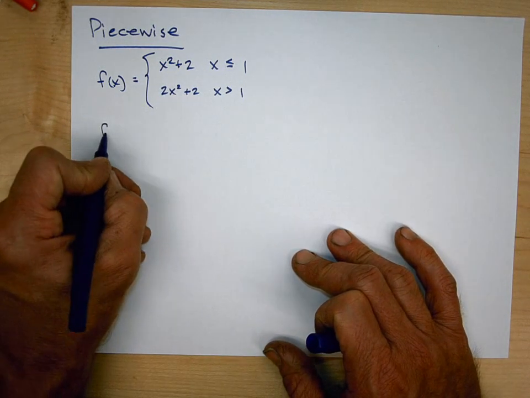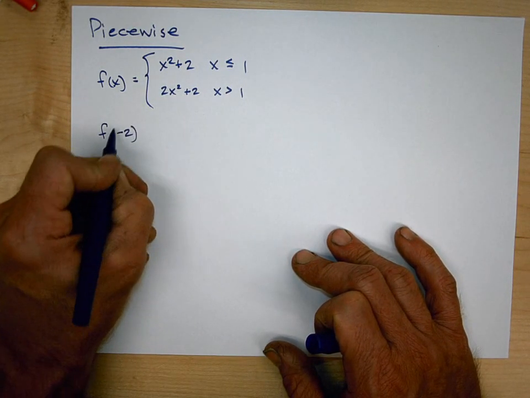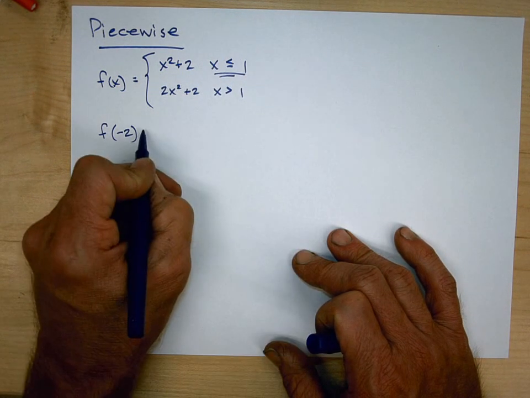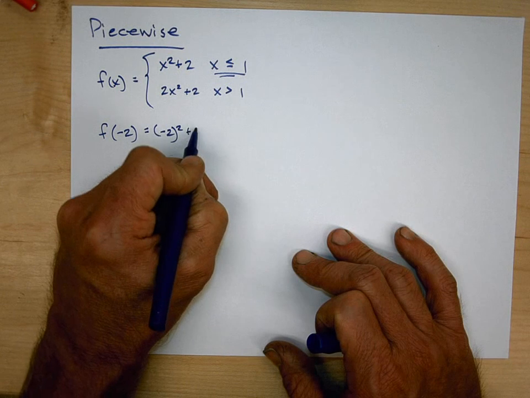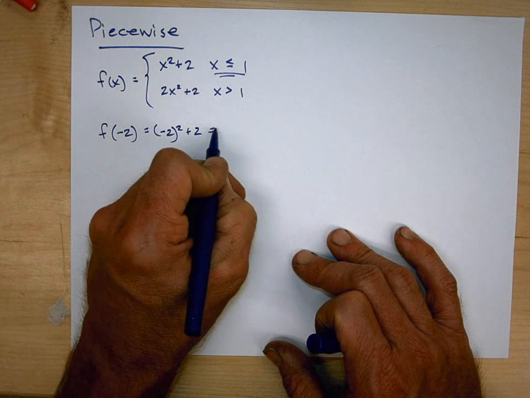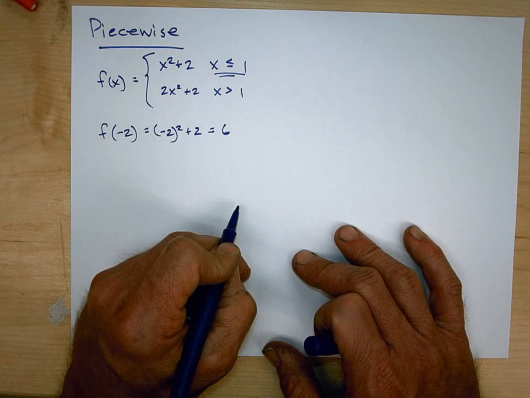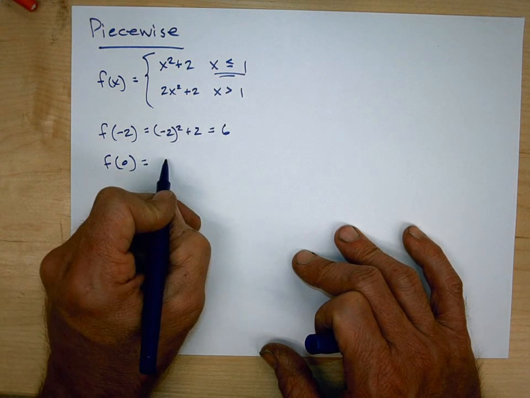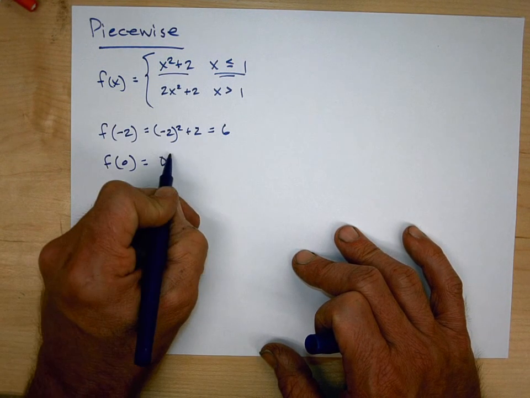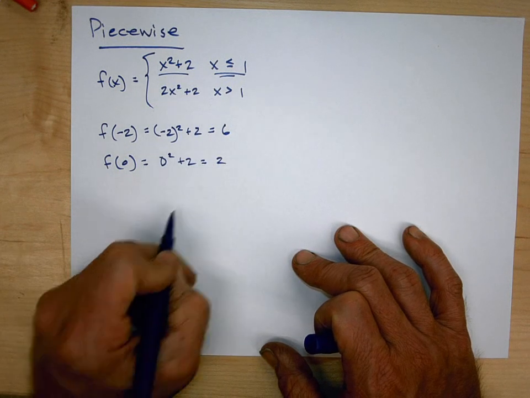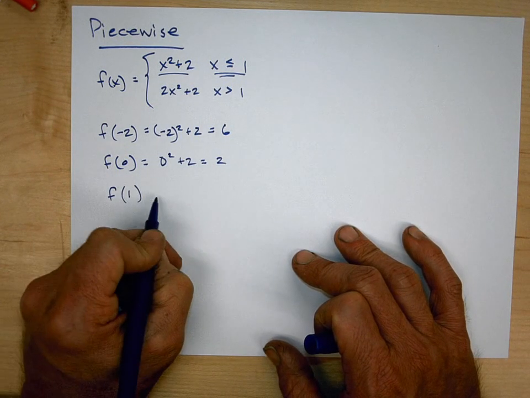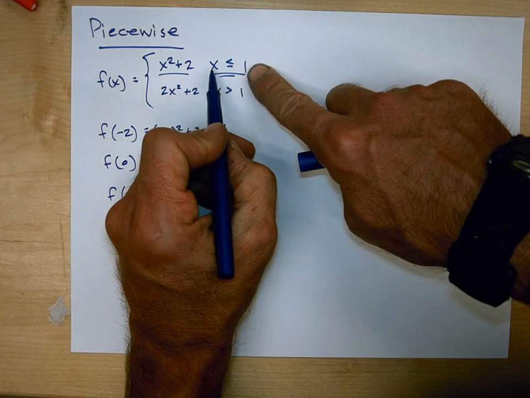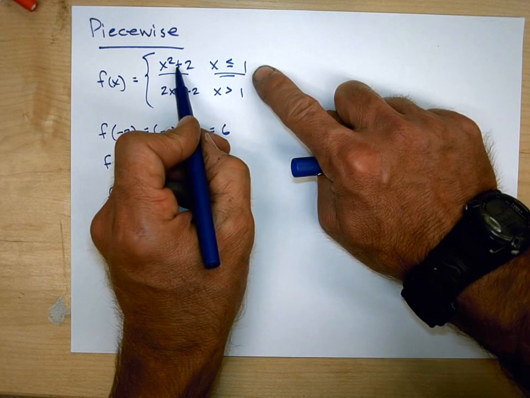So, for example, f of negative 2. Well, negative 2 is less than 1, right? So this would be negative 2 squared plus 2. That's just going to be 4 plus 2, or 6, right? F of 0, we are still less than 1, so I would use this one. 0 squared plus 2, that's just 2. F of 1, again, still here, because this is when x equals 1, I'm still using this one. It's only when I get greater than 1.